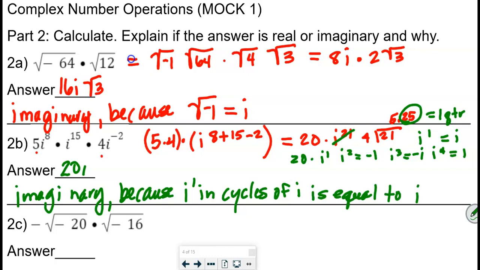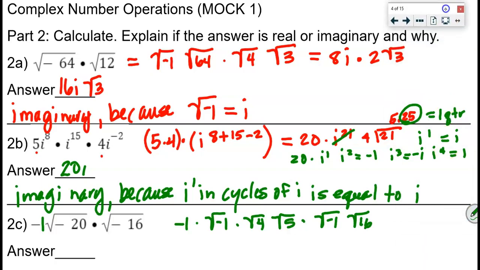Okay, this last one. So again, we're going to do the same thing we did before. And remember, this is a negative 1 out front here. So I'm going to do a negative 1 times the square root of negative 1 times the square root of 4. I'm factoring that negative 20, y'all, times the square root of 5. That's going to be times, again, the square root of negative 1, and then that's going to be the square root of 16. So we're going to keep working this.